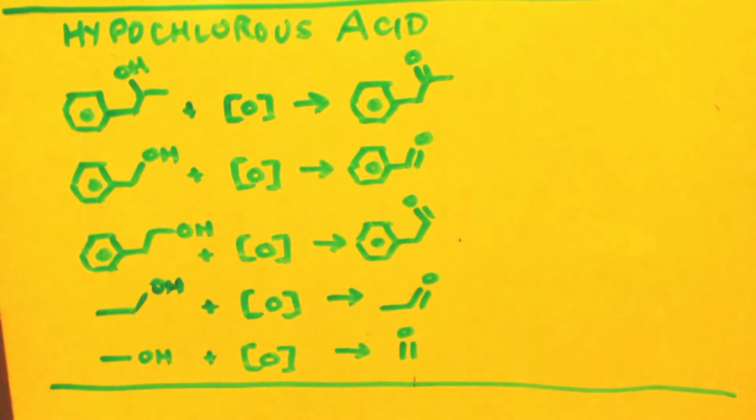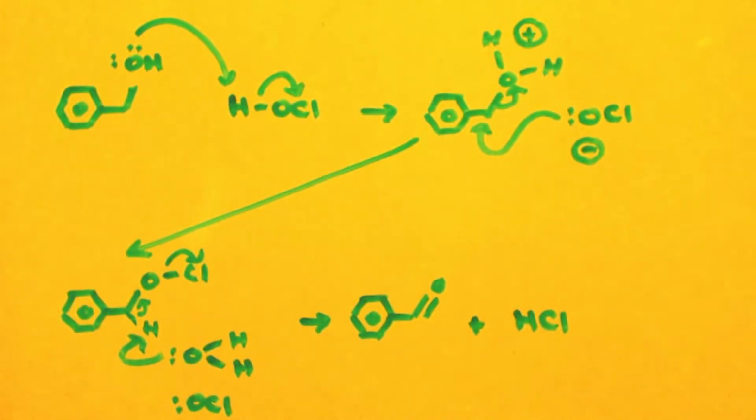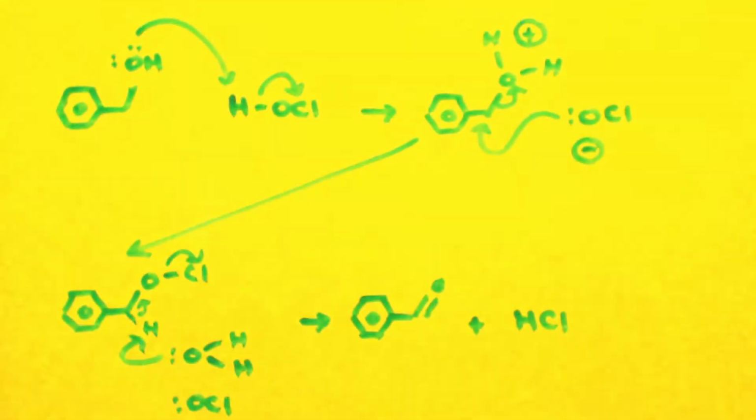Now, you might say, well, hypochlorous acid, man, I don't even know how to make hypochlorous acid. Let me tell you, hypochlorous acid is very, very easy to make. All right, so let's go over the mechanism. We've got benzyl alcohol, and we have our hypochlorous acid.